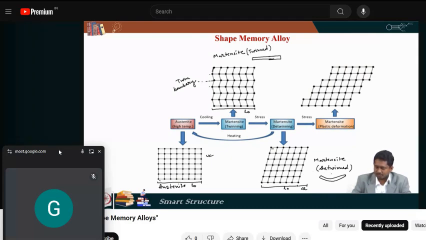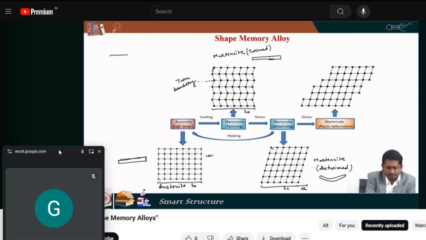Now if we apply heat to it, then on heating the martensite phase becomes unstable, because at high temperature the austenite phase is the stable shape. So if I apply heat to it, it transforms to the austenite phase and then it comes back here. We know that macroscopically this and this look the same, so again we get our original shape back. So that's how this entire shape memory effect comes into the picture.